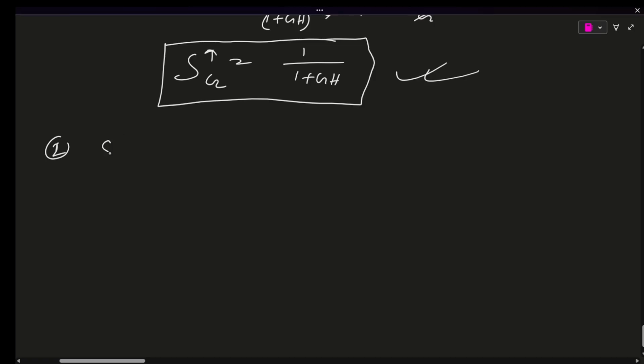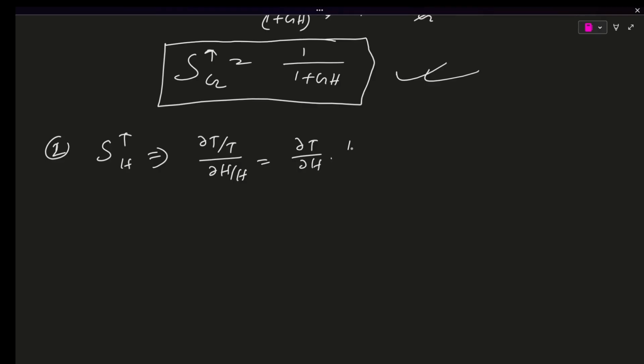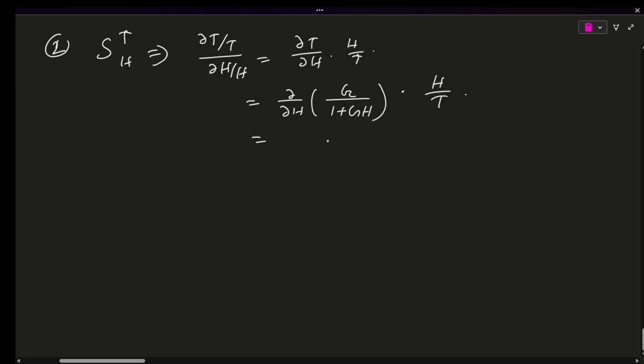Now we will solve it with respect to H or the feedback path. Okay, so we know the formula is the change in system divided by change in feedback path. Then it will be dT by dH into H upon T. So the value of T equals G by 1 plus GH. You know the value of closed loop transfer function is G by 1 plus GH. I just write it and H by T. Then just do the normal differentiation.